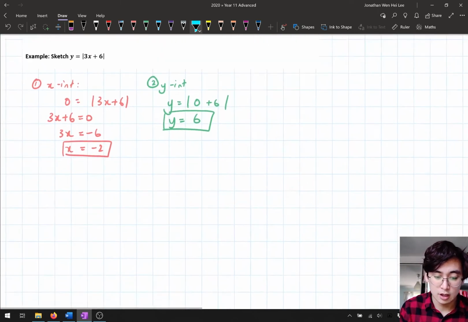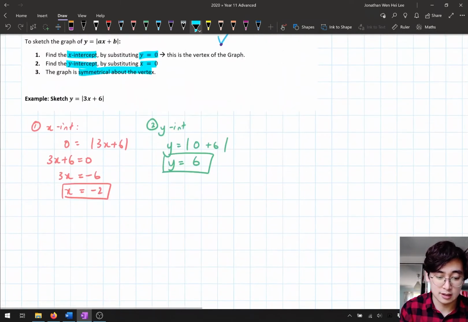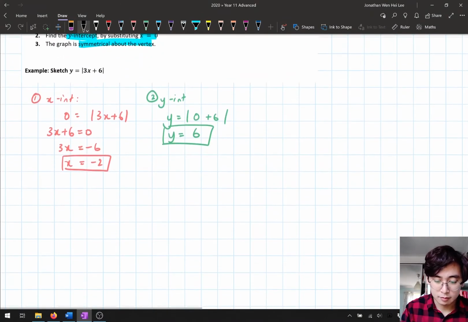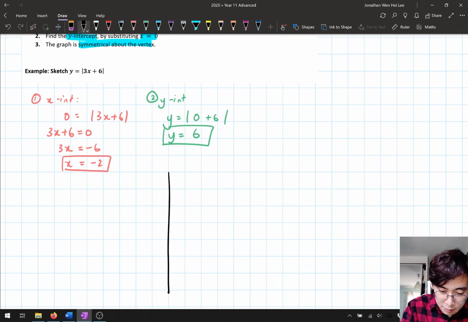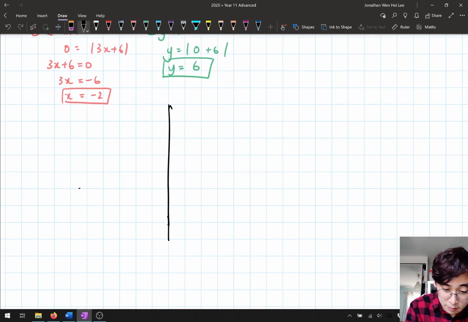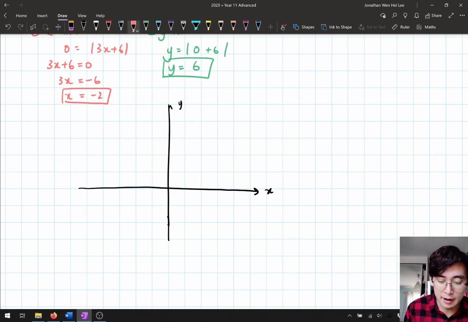So let's draw this. And the vertex, yes, that's fine. So let me draw this. x, y. I'm going to put on my x-intercept at negative 2. I've got my y-intercept at 6. This is evidently not to scale, but that's fine.